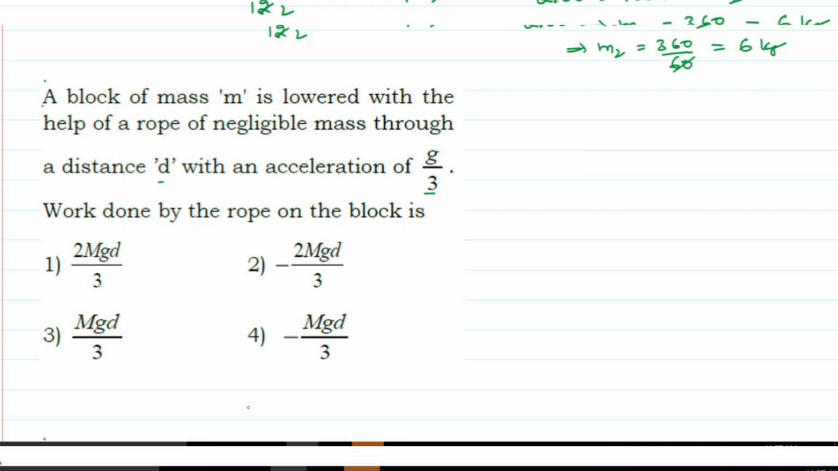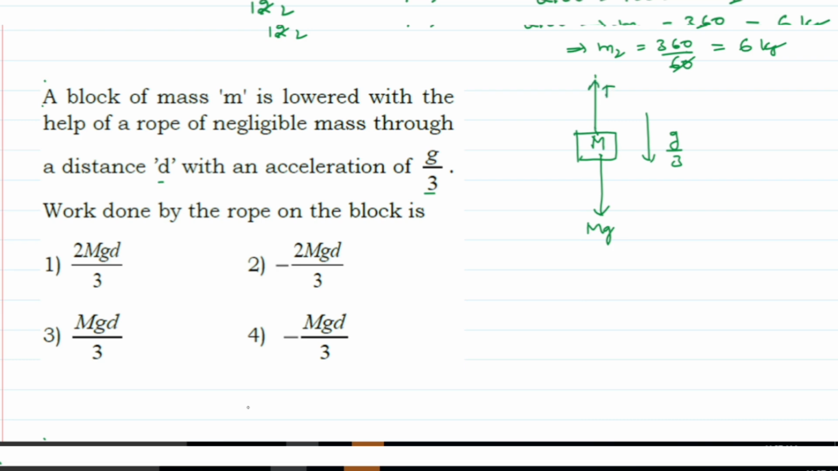So here a block is given. This mass you can take as m. You are lowering the block, just lowering this block, with what acceleration? Here with an acceleration given as g by 3. Now this is a wire. When you are lowering, the weight is going to be acting downwards, and a tension force is going to be acting upwards.